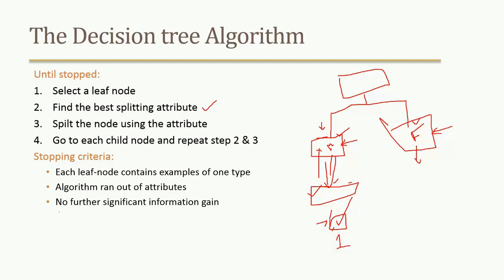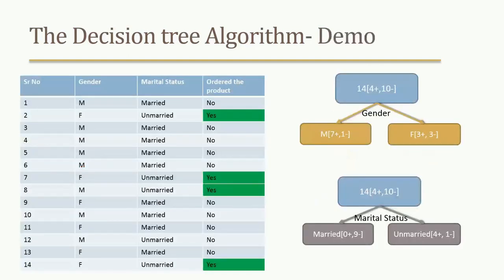So that is the overall decision tree algorithm which is used for customer segmentation. We take the overall population and divide it into segments. Let's take an example to understand the decision tree algorithm in a better way. Let's start with the data set that we have taken.